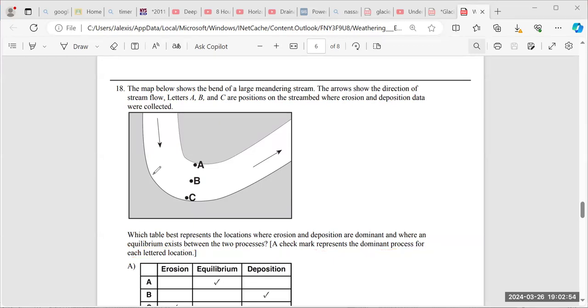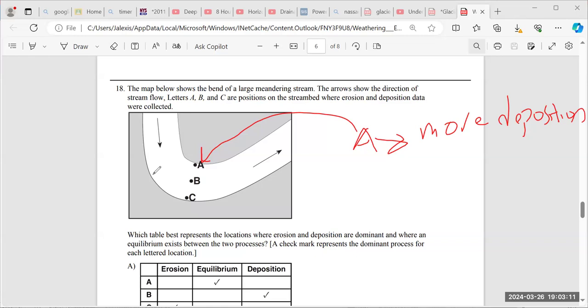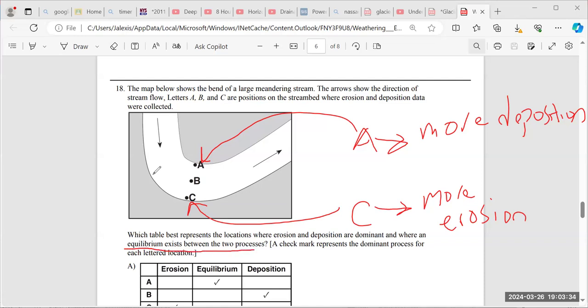So when I'm looking here, this is what I do know. When I'm looking at A, which is right here, it's on the inside of the curve. What does that mean? That there is definitely more deposition at A, right? When I'm looking at C, I see it's on the outside of the curve. That definitely means that there is more what? Erosion at C. And they tell me equilibrium exists between the two processes, right?